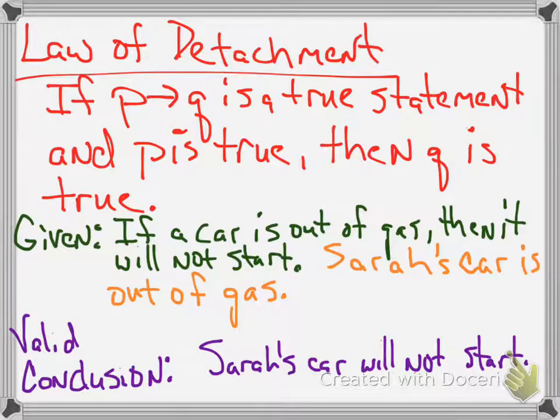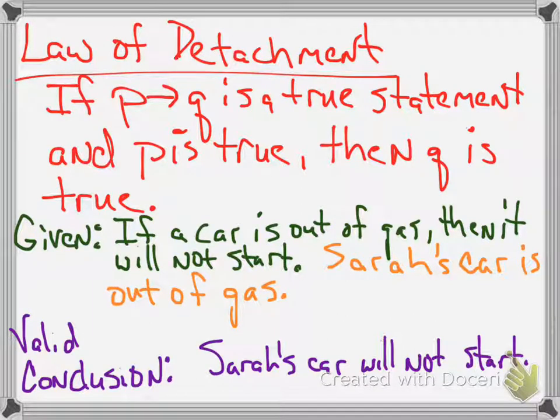Okay, so here, law of detachment. Law of detachment is basically one form of deductive reasoning. It states simply, if P then Q is a true statement, and P is true, then we assume Q is true. In other words, like this.